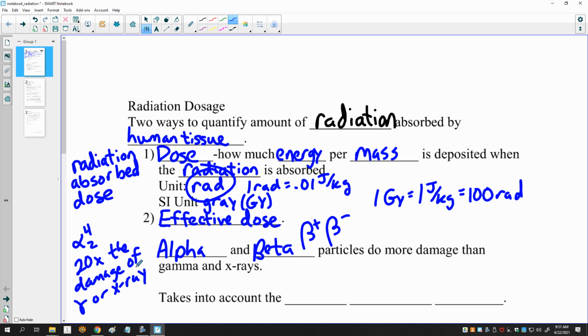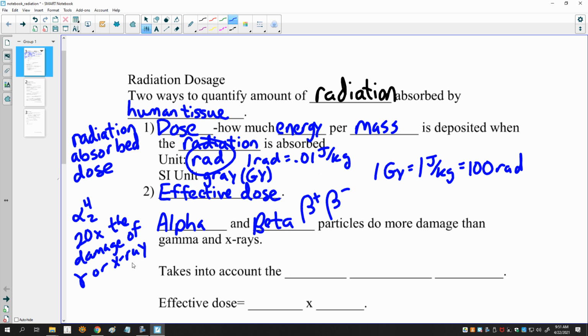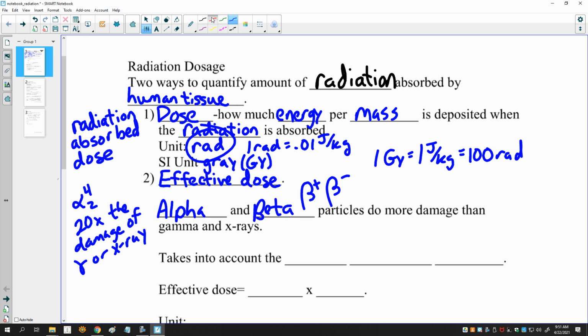20 times the damage. And we talked about this before: when a particle is moving through your body, if it travels more slowly, like an alpha particle does because it is a big particle with 4 nucleons, it has more time to do damage in the body. Beta particles, on the other hand, are a lot smaller, the same mass as an electron. They do about 1.5 times the damage of a gamma or X-ray of the same energy. So this takes into account something we call the relative biological effectiveness.